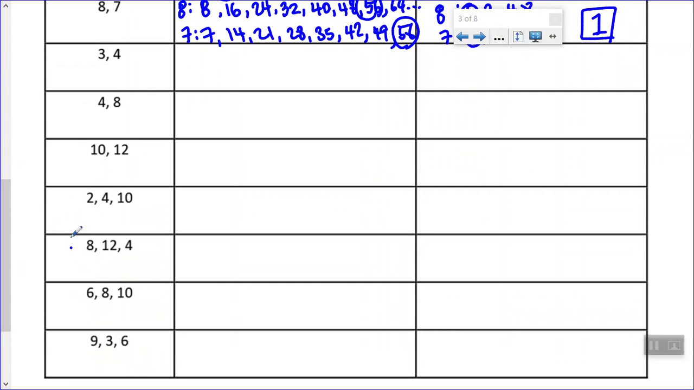These questions, you have 3 numbers. You can skip these. Or if you want to try, you can try them and check your answers with me. But with the 3 numbers, you can try them or you can skip them.